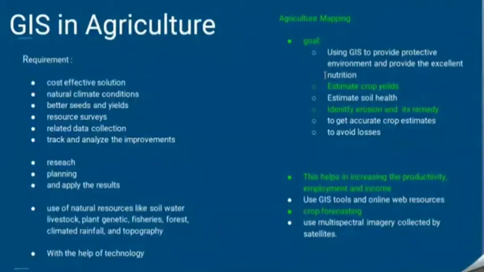Okay, let's talk about GIS in agriculture. The requirement is that we need a cost-effective solution. We need to know what kind of climate conditions, what kind of seeds and what kind of yields we could have, and what kind of resources we have. So this kind of data we need to collect, we need to track, and we have to analyze those data to make improvements. So we do the research on it, we do the planning, and we apply the results based upon our research and planning.